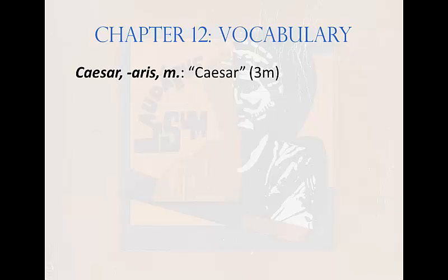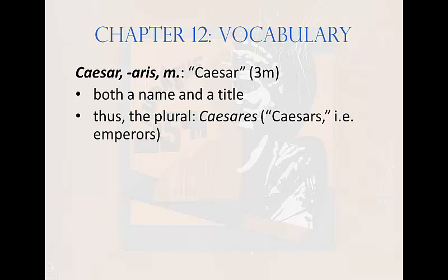And the last word in this vocabulary list is the name of the first man in Rome, Julius Caesar. Caesar, Caesaris, masculine, meaning Caesar. It's a third declension masculine noun. Caesar is not only a name, but because of the fame of the Roman general Julius Caesar, it also became a title, and thus there is a plural. One can talk about the Caesars, or in Latin, Caesares, meaning the emperors, the generals who ruled Rome in his wake.